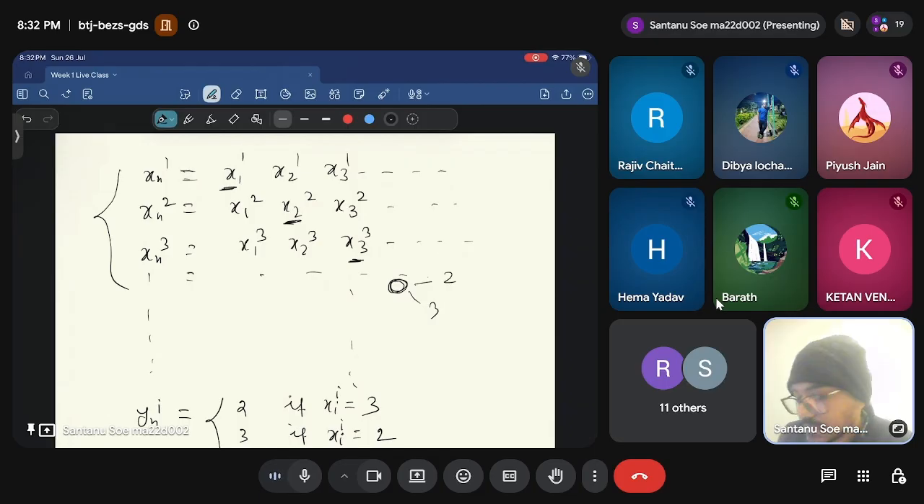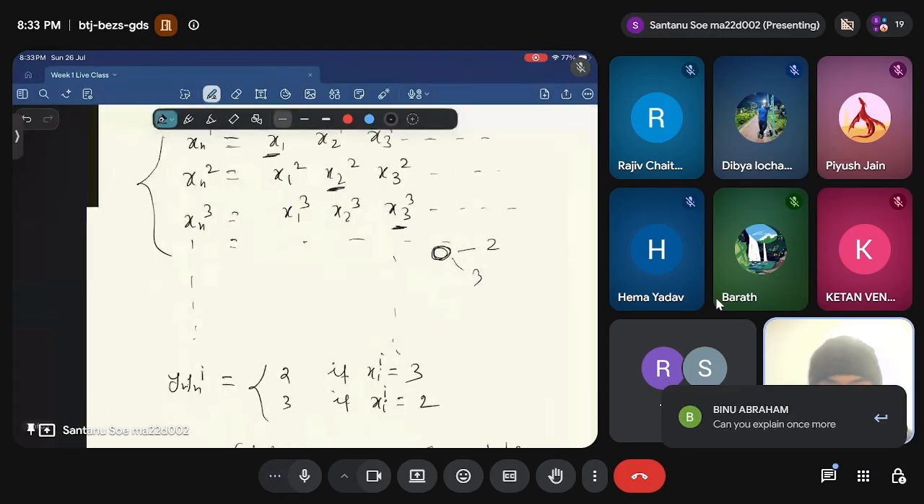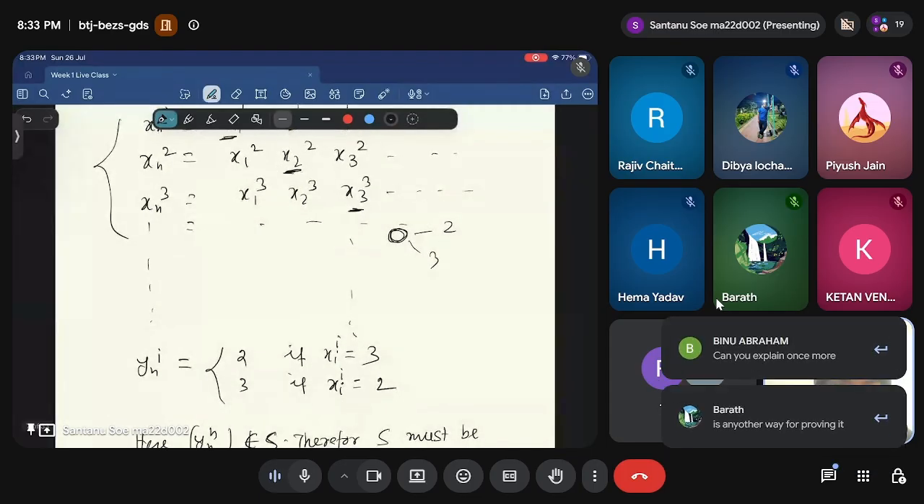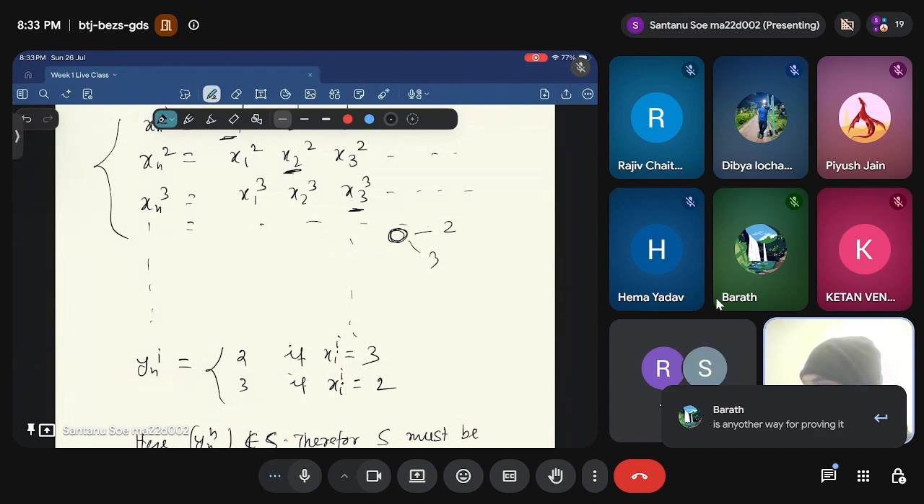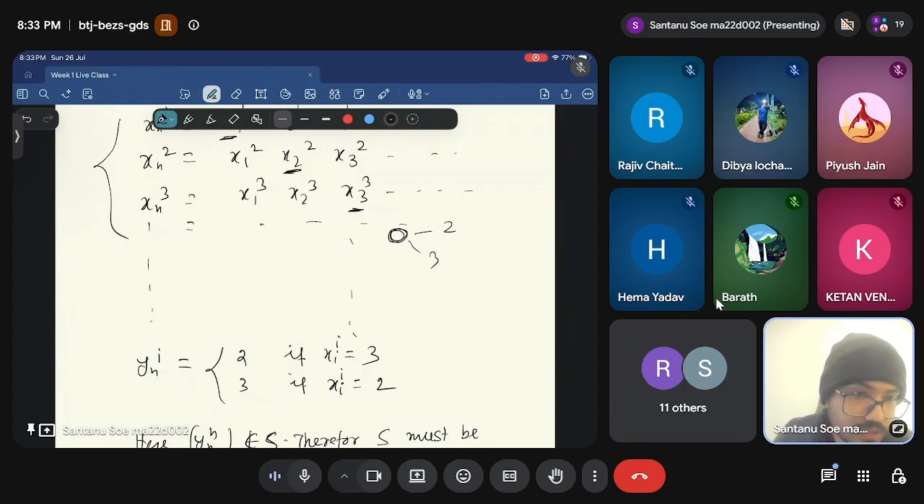and then we'll see if you guys can understand it or not. Yeah, I'm going to explain it once more. Yeah, there are also other ways to prove it. There is another way to prove it. I can show you.